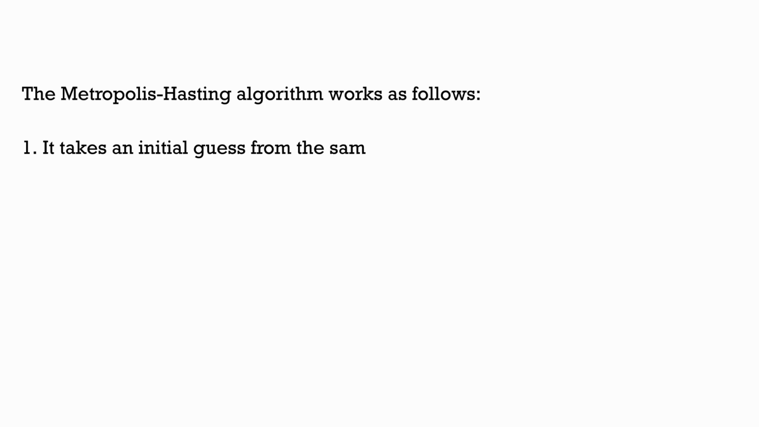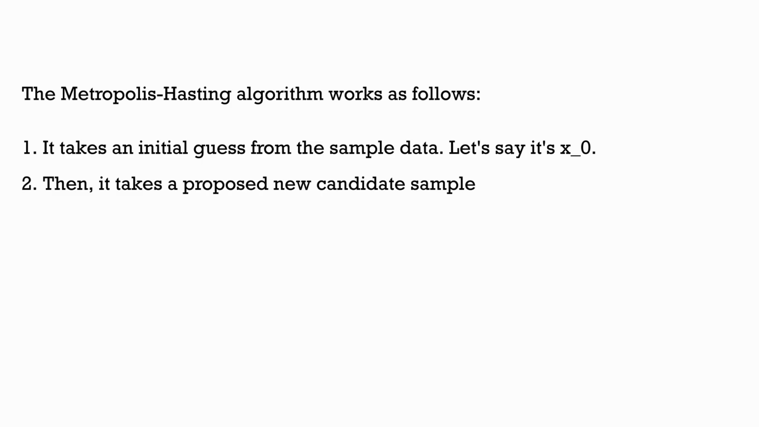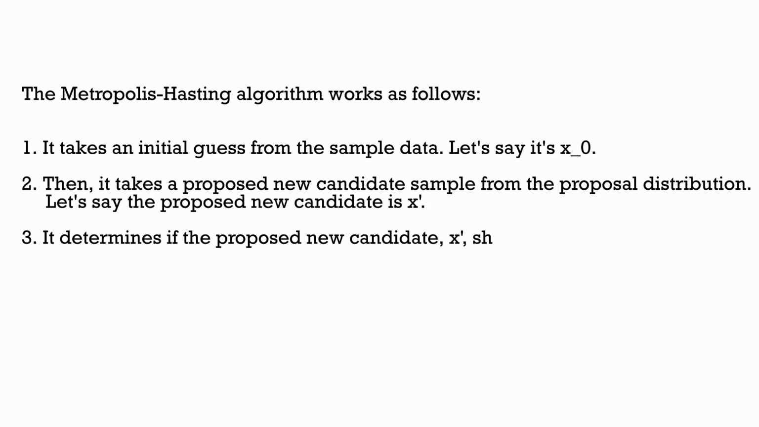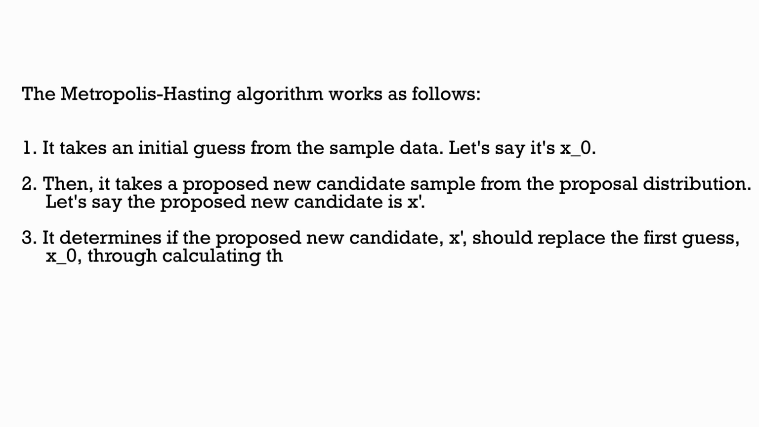The Metropolis Hastings algorithm works as follows. First, it takes an initial guess from the sample data. Let's say it's X naught. Second, it takes a proposed new candidate sample from the proposal distribution. Let's say the proposed new candidate is X prime. Then, it determines if the proposed new candidate, X prime, should replace the first guess, X naught, through calculating the acceptance probability of X prime.